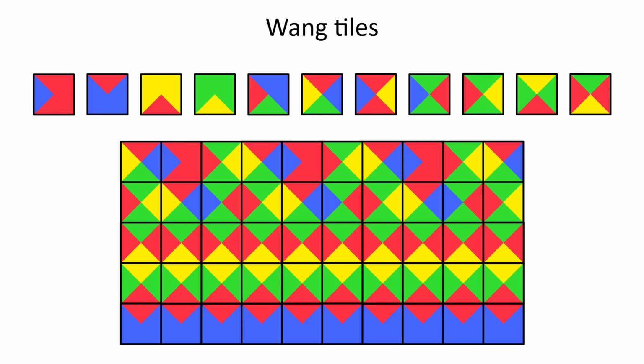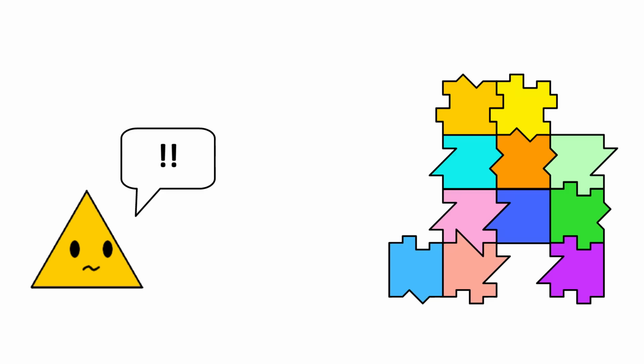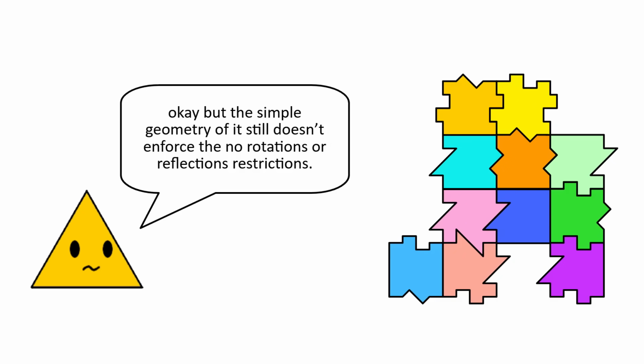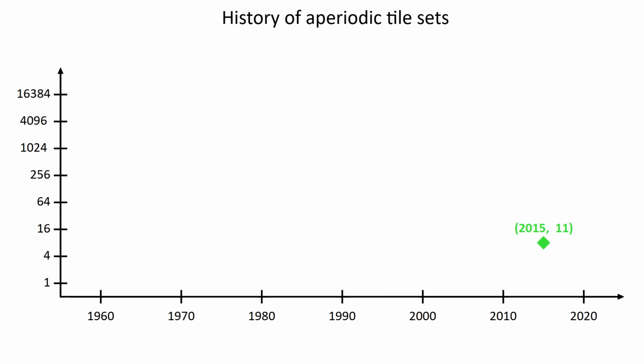Since the tiling relies on additional matching rules outside of what's physically possible, they aren't really tiles in the traditional sense. But we can remedy this by simply converting colors into shapes that connect in equivalent ways. This still doesn't enforce the no rotations or reflections rule, but I came up with an algorithm to do that as well. Now, the set I've been showing is the smallest possible aperiodic Wang tile set with only 11, and was discovered in 2015. But the first aperiodic Wang tile set was found in 1966 and had 20,426 tiles.